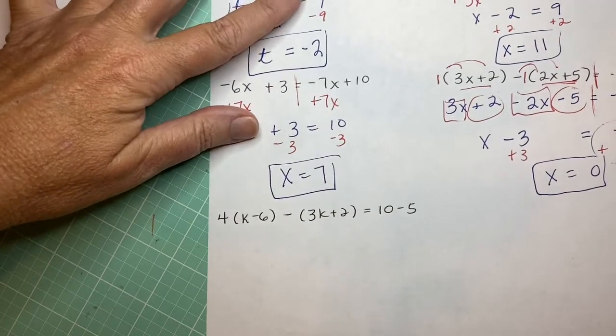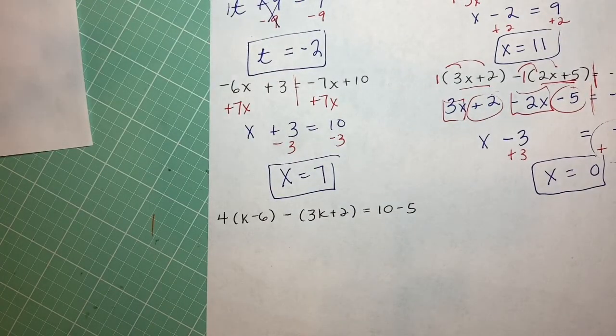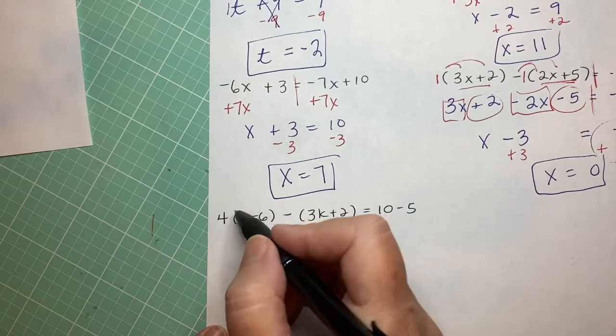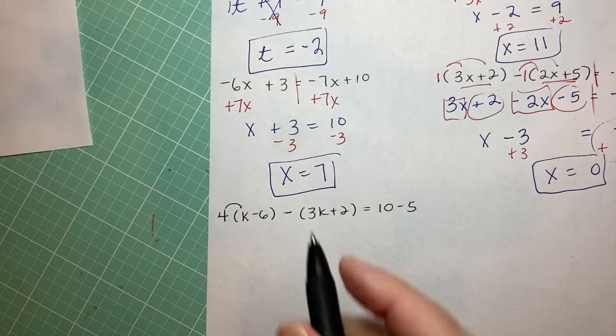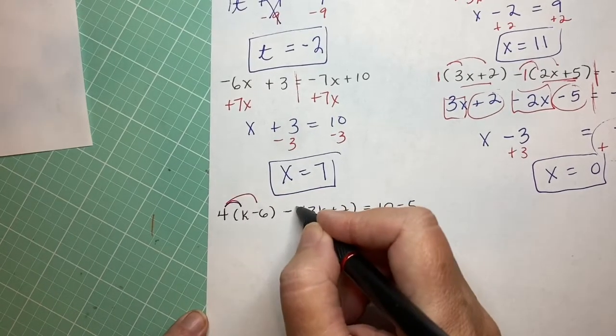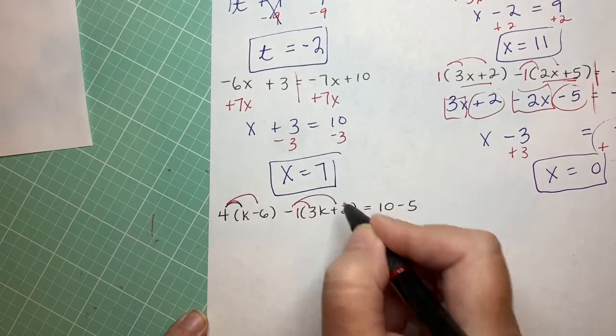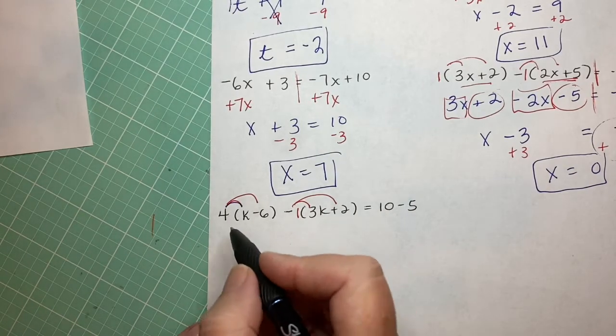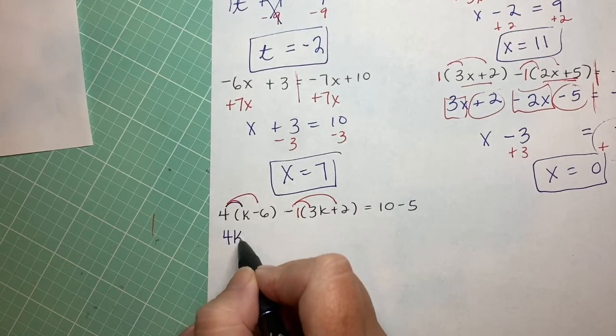Let's try one more. So again, step 1's fractions. We won't have any of those till the next section. But step 2 is to get rid of our parentheses. So we're going to distribute a 4. Whoops, let me do that in red. And we're going to distribute a negative 1 because there's not a number there, so we're going to write a 1. So I say 4 times k is 4k.